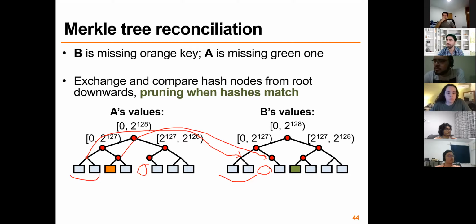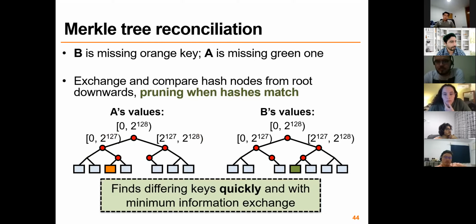I believe GitHub uses this in a very interesting way. Of course, Amazon Dynamo uses Merkle trees, and as they mentioned, it's more used for cryptography, but it can be used in distributed systems like GitHub, as I mentioned, or for DynamoDB. So the idea is finding the differing keys quickly and with the minimum information exchange.